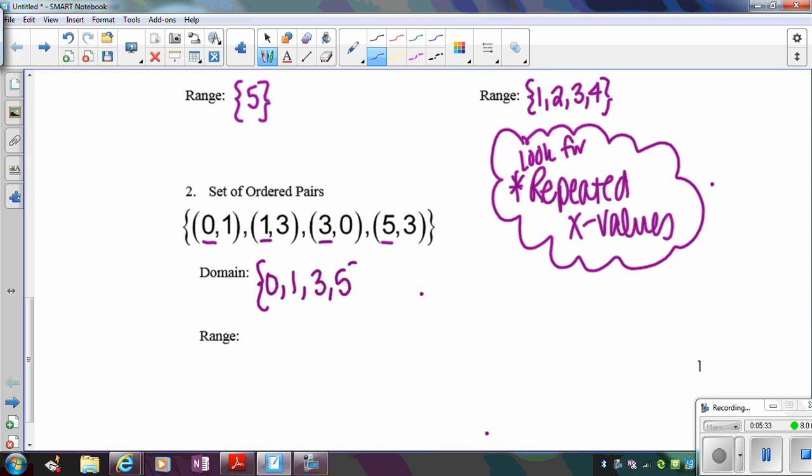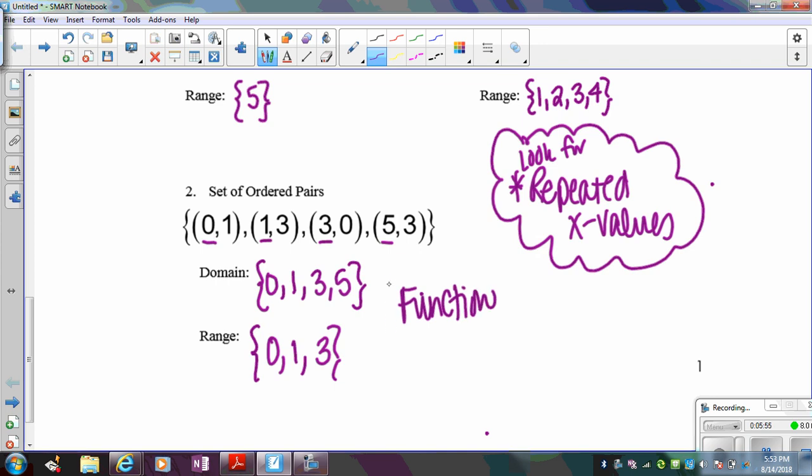Our y values, typically when you do this set notation, you write them in increasing order. So I'm going to say 0, then 1, and then 3, I'm only going to list once. Even though it's repeated, I'm just going to list it once. So this one, and I didn't write that, but this one is a function because I don't have any repeated x values. Every x value is different, so it only goes to one output. So that one's definitely a function. So that's looking at a set of ordered pairs, so a set of x comma y's.